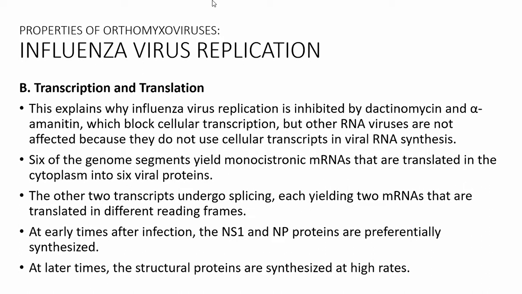6 of the genome segments yield monocistronic mRNAs that are translated in the cytoplasm into 6 viral proteins. The other 3 transcripts undergo splicing, each yielding 2 mRNAs that are translated in different reading frames. At early times after infection, the NS1 and NP proteins are preferentially synthesized, and at later times, the structural proteins will be synthesized at higher rates.